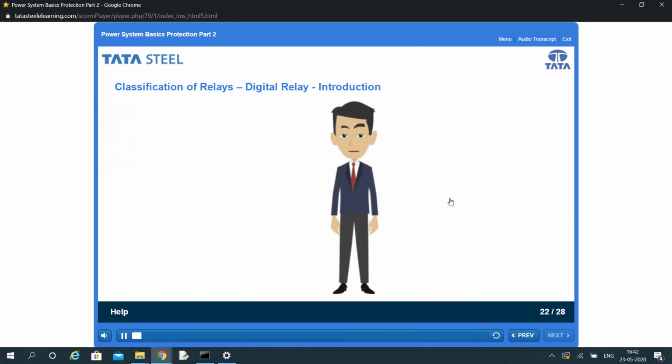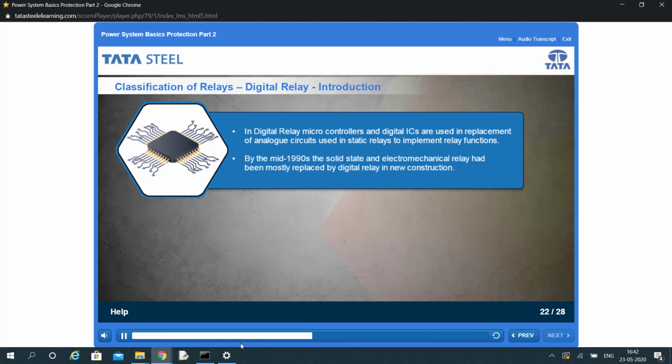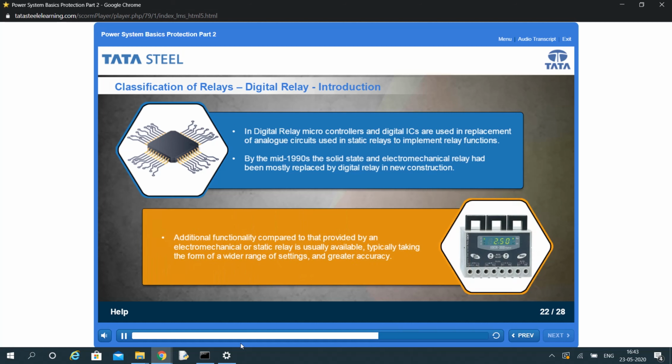Let us now look at the next classification, that is, digital relay. Microcontrollers and digital ICs are used in replacement of analog circuits used in static relays to implement relay functions. By the mid-1990s, the solid-state and electromechanical relay had been mostly replaced by digital relay in new construction. Additional functionality compared to that provided by an electromechanical or static relay is usually available, typically taking the form of a wider range of settings and greater accuracy.